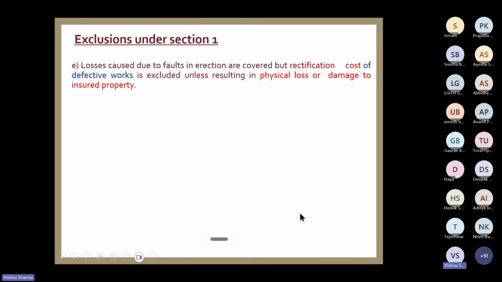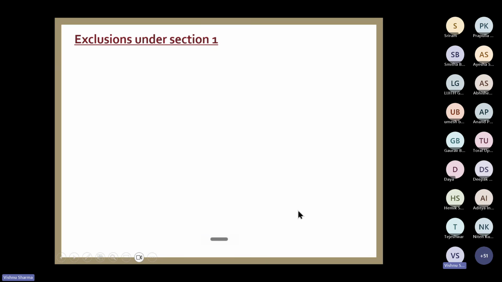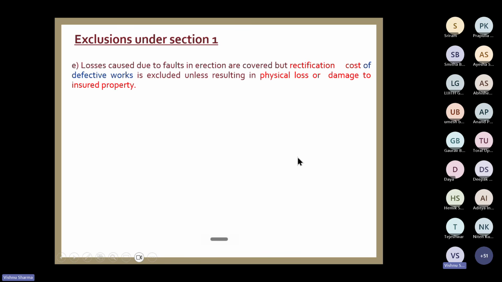I'll explain. Those examples are there on subsequent slides. First of all, let us see all the exclusions. Okay, highlighted here. Another exclusion is loss caused by faults in erection. This is also a very interesting and very important exclusion. Any loss which is caused due to fault in erection.